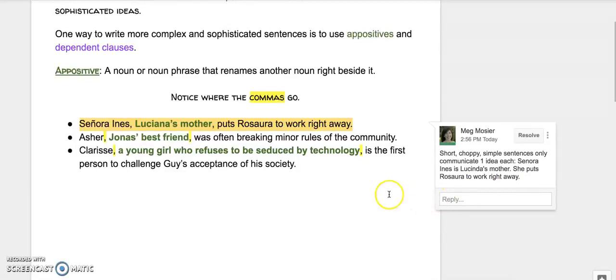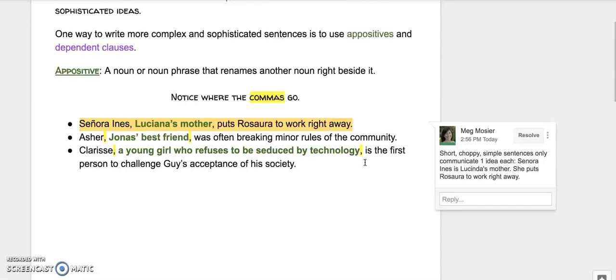So we want to try to write more complex sentences where we use appositive phrases in between commas to add explanation of who that person is that you just mentioned, or some more important information about that place that you just mentioned, or some important explanation about that item or thing you just mentioned, or that job you just mentioned, something like that.